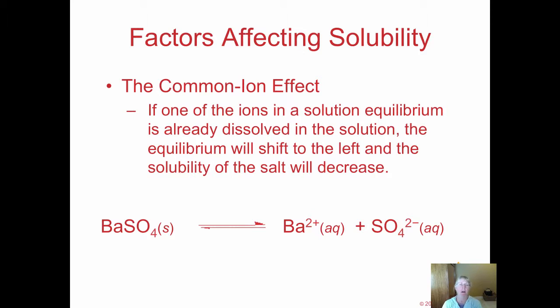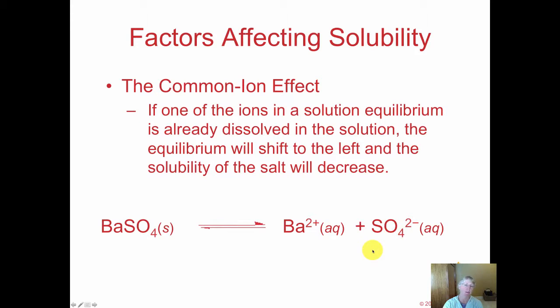So in the second vodcast about solubility equilibria, we're going to look at the common ion effect and how you can quantify the solubility of a salt when you add a common ion to it. So for example, if this is barium sulfate, sparingly soluble, it dissolves into barium and sulfate ions.